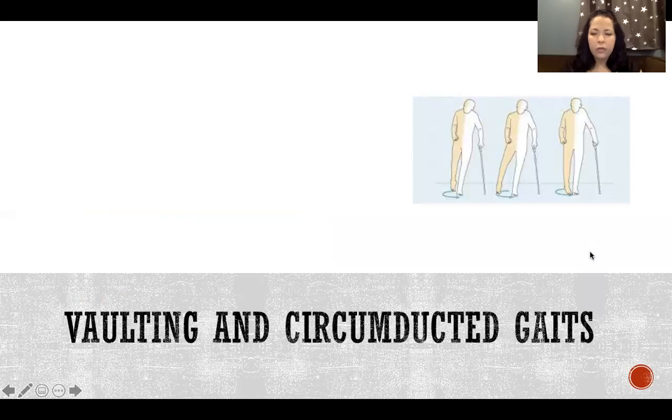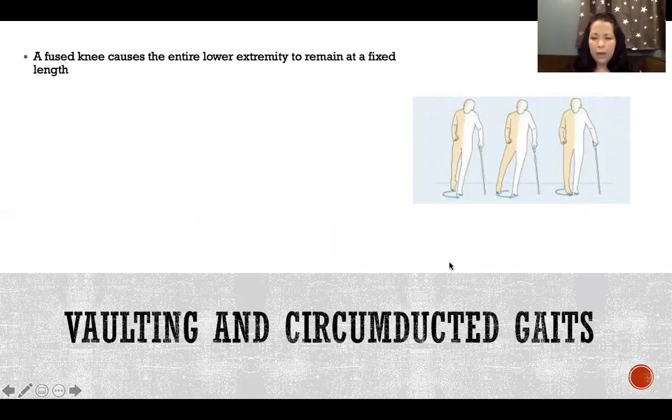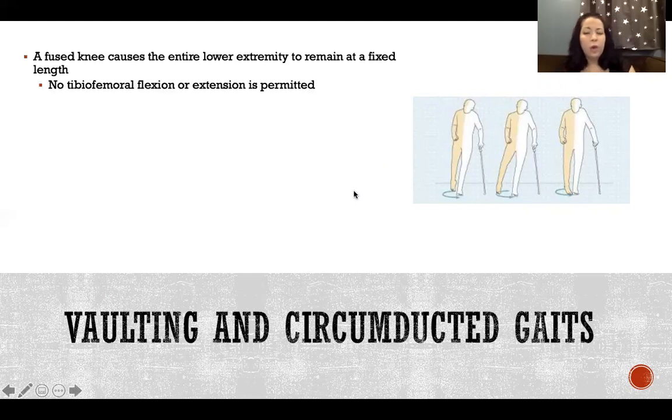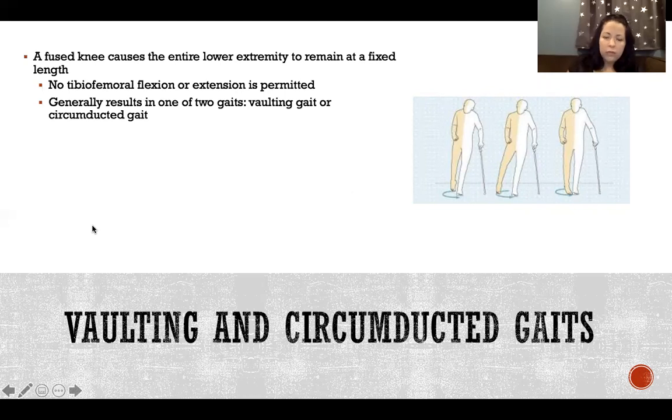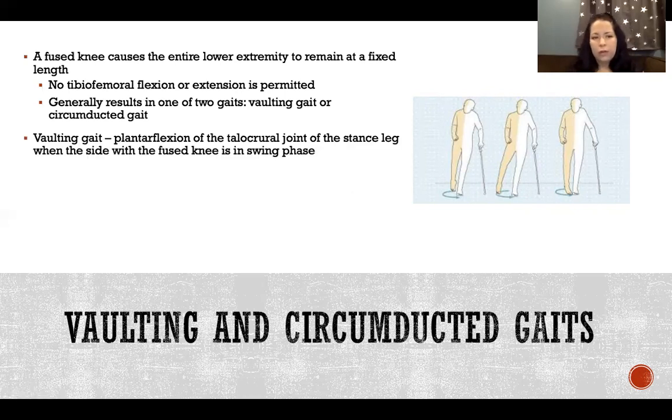Okay, a vaulting or circumducted gait. Again, these are different gaits, but I group them together because they happen in the same situations. A fused knee causes the entire lower extremity to remain at a fixed length. So if someone has had a knee fusion, a surgery where they fuse the bones together, we lose that hinge ability of the knee. So we lose the ability to flex and extend the knee. There's no tibiofemoral flexion or extension permitted at the joint. And we have 2 solutions: that would be vaulting gait or circumducted gait.